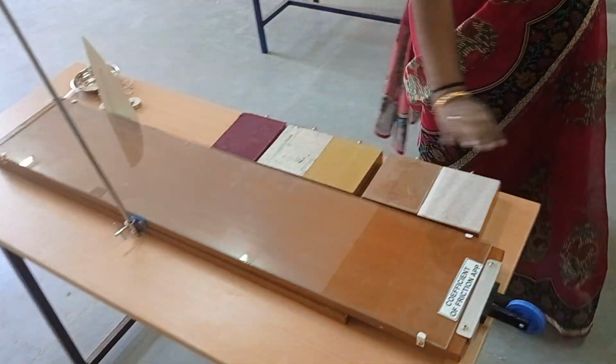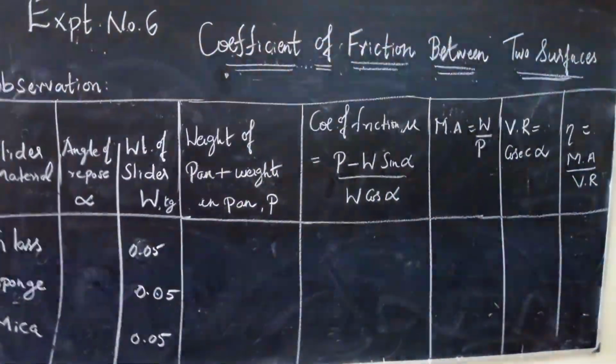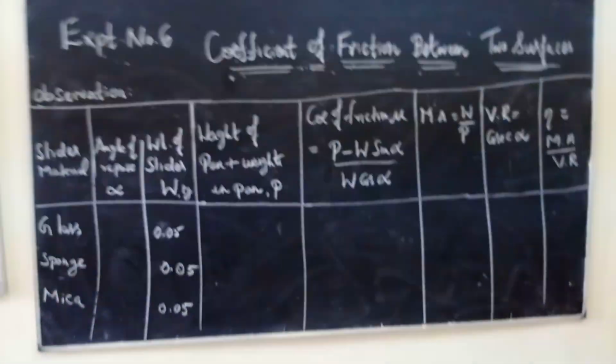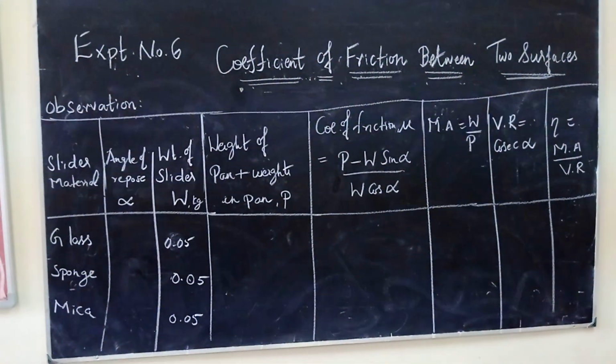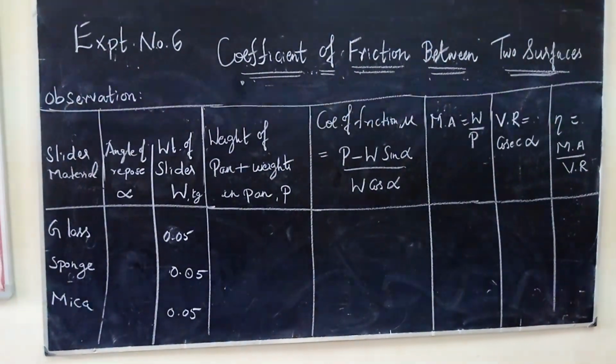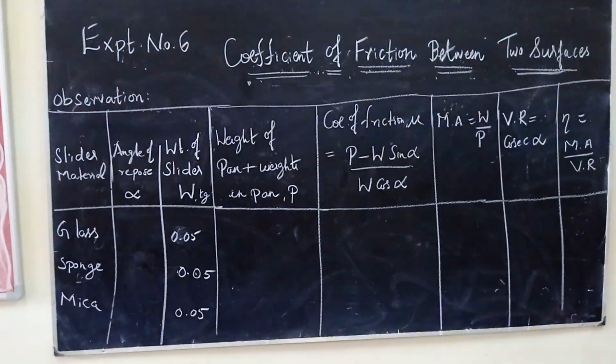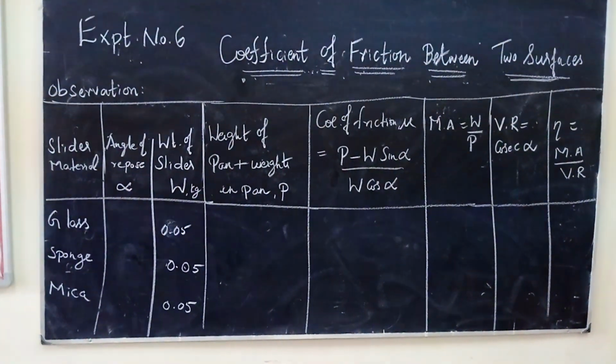So you can see the tabular column. We are going to determine the coefficient of friction between two surfaces. First surface, by default, is going to be the glass plate only. Over the glass only I am going to slide all the 5 different materials whichever I showed you now.